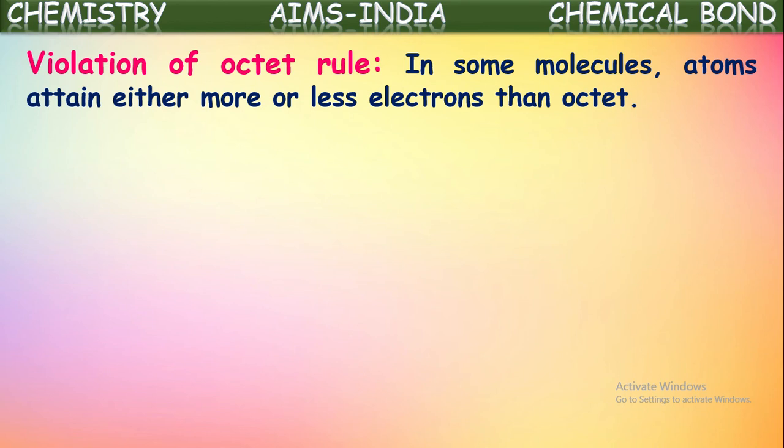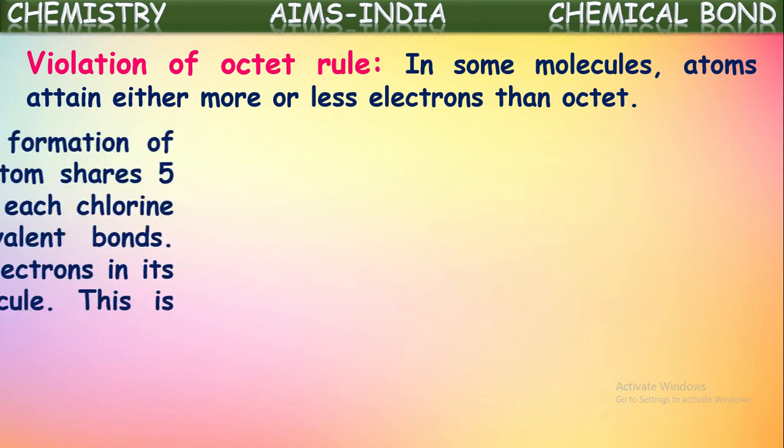And hence they acquire octet configuration. But in certain molecules, some atoms, even though they participate in the bond formation, do not get octet configuration. Means some atoms sometimes get more than 8 electrons in the valence shell after bond formation, and some elements get fewer electrons than an octet even after bond formation. Those conditions are called violations of the octet rule, means not following the octet rule. In some molecules, atoms attain more or fewer electrons than an octet.